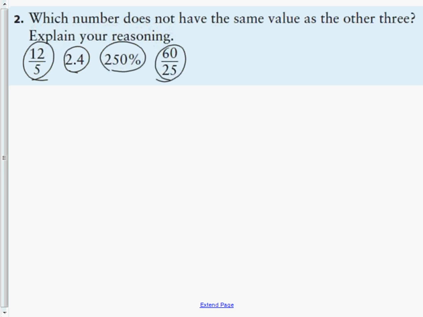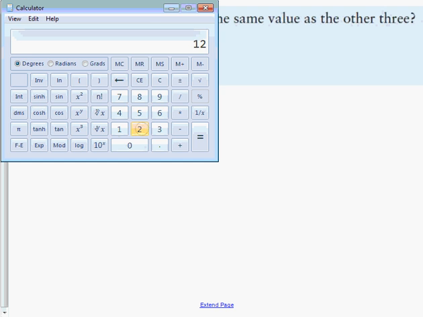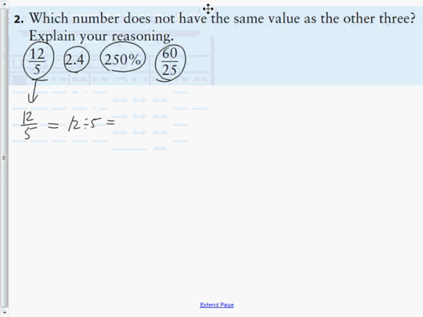It's up to you. Since we're dealing with percentages, I think we'll simply convert them all to percentages. So 12 over 5. I'm going to use the simple method, which is simply take the numerator and divide by the denominator to create a decimal. So when I do that, 12 divided by 5 equals 2.4. Oh, well, right away I know which one doesn't belong. I know right away that this one is not the same as the other, but we'll just make sure. We'll just do it anyway.